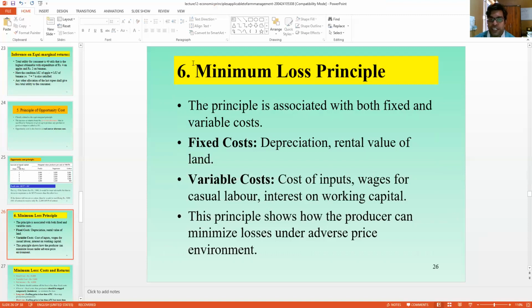So this principle of minimum loss shows how the producer can minimize his loss and still get some returns in times of adverse situations. For example, like we are facing now, the COVID-19 pandemic. This is the kind of adverse situation. Now the farmer can employ minimum loss to understand whether he can get some profit or not, right? He can take a farm decision on the basis of application of the minimum loss principle in times of uncertainties, in times of adverse conditions like this current pandemic. Okay.